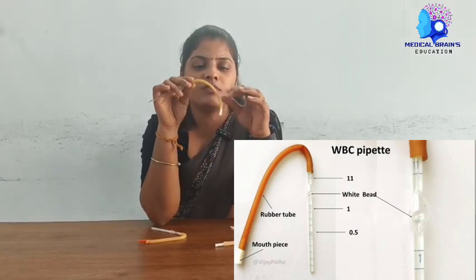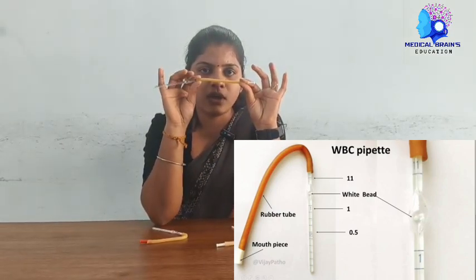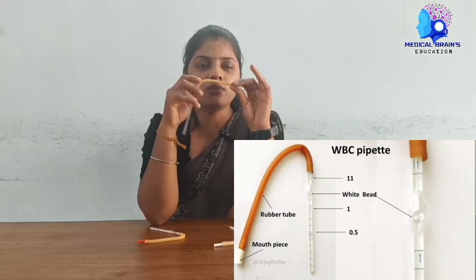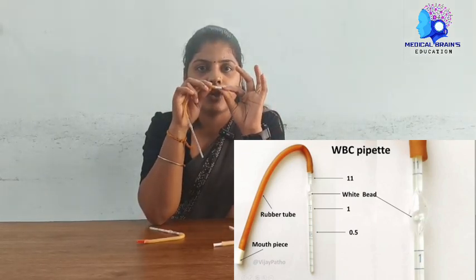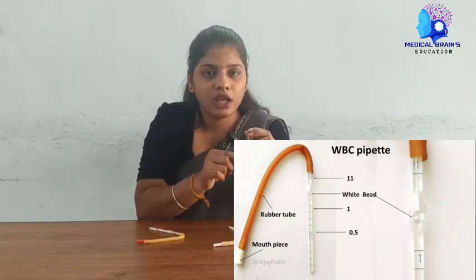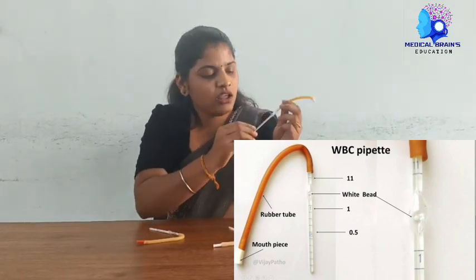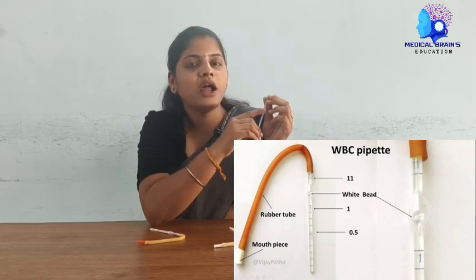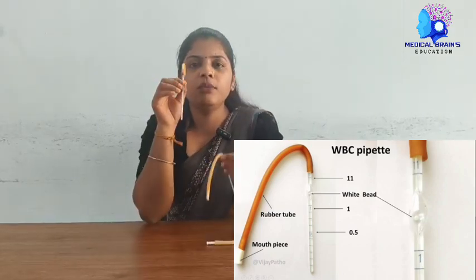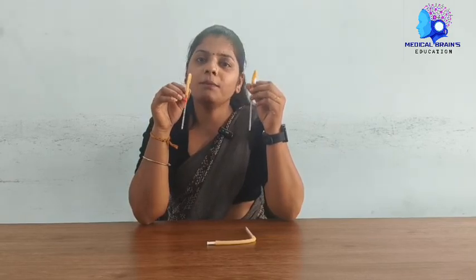And next, this part we will call a rubbery tube. And next, this part we will call a mouthpiece. And here also we can see the numbering scales. Those numbers are written as 0.5, 1 and 11. These are the parts of the RBC pipette and the WBC pipette.